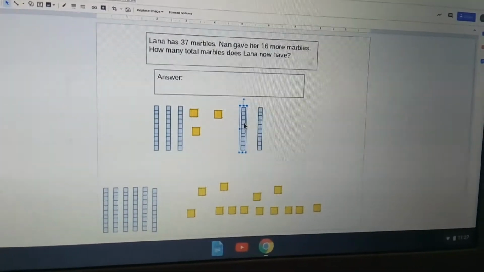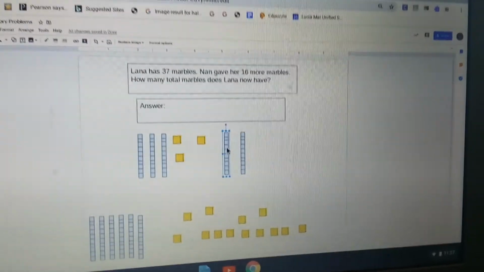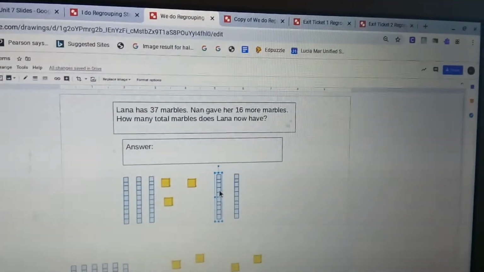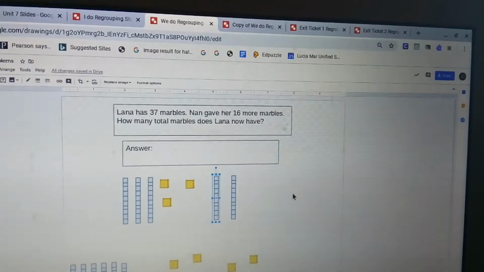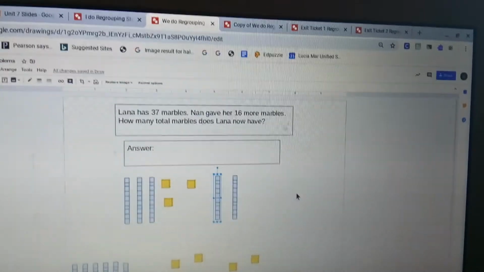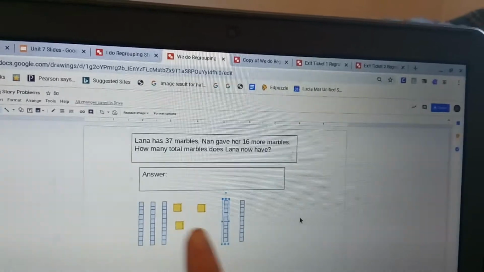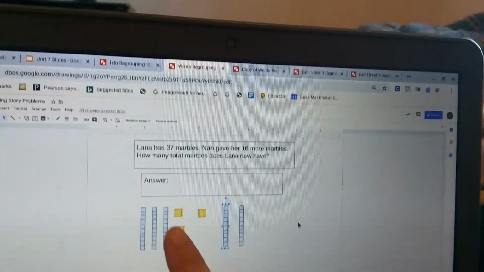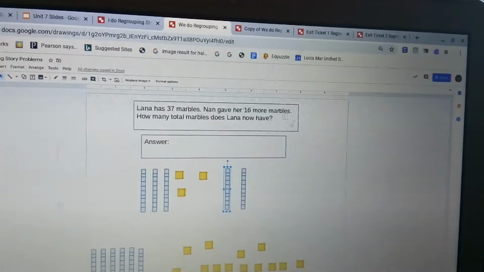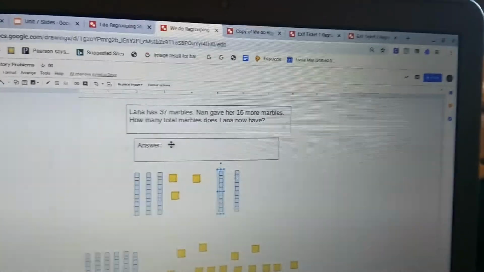Now, looking at all my tens and all my ones, what is my answer or my sum? Type it in the side. We should have gotten, let's check, ready? 10, 20, 30, 40, 50, 51, 52, 53. So our answer is 53.